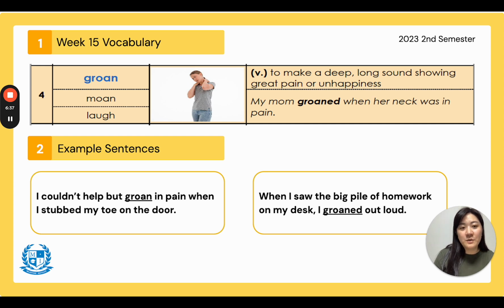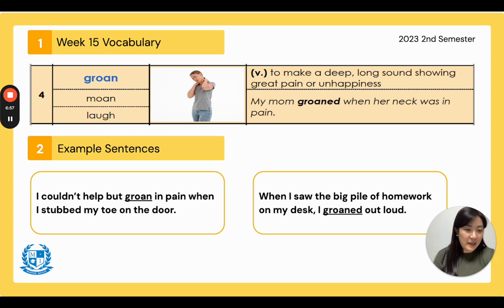My mom groaned when her neck was in pain. Ugh. It hurt so much. Ow. Ugh. Those are all examples of groan. Repeat after me. My mom groaned when her neck was in pain. Good. I couldn't help but groan in pain when I stubbed my toe on the door.